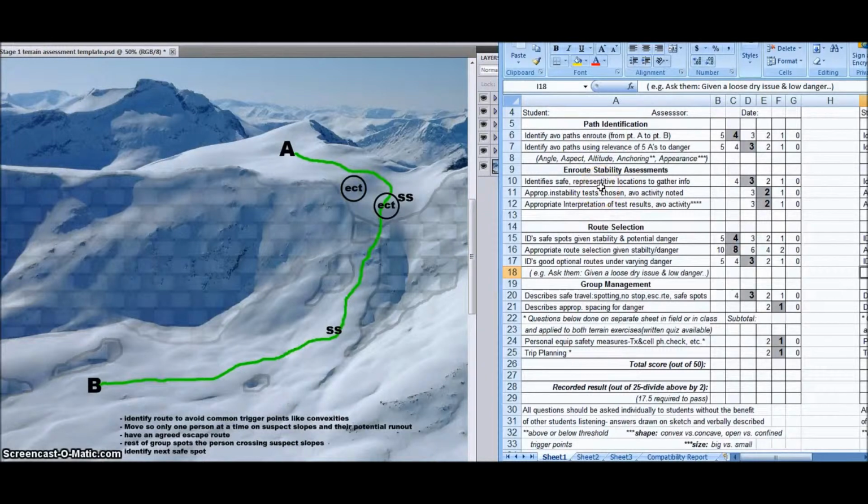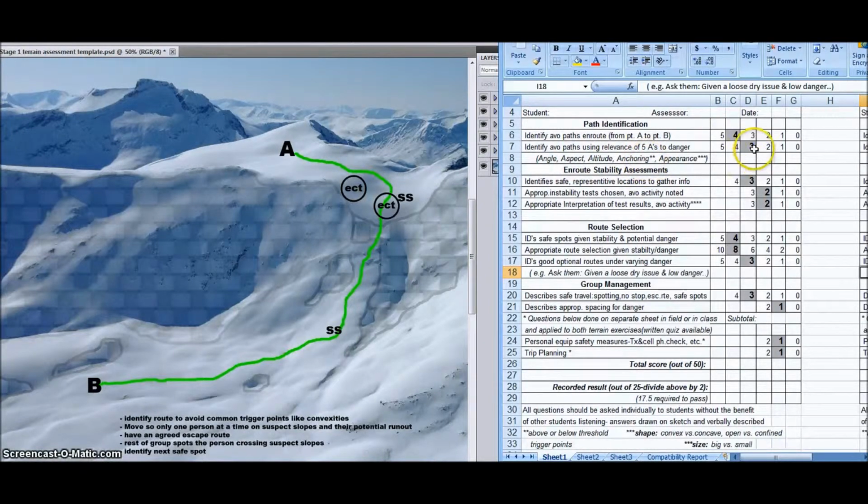So for question 2, identify avalanche paths using relevance of 5 A's, this is where I need to interview the student, picking any path that they've already identified, and ask them to identify that path using the 5 A's. As they answer correctly, for each correct answer, in my book, I would just tick whether the answer is okay or not. I'd just tick aspect, altitude, appearance, and so on.